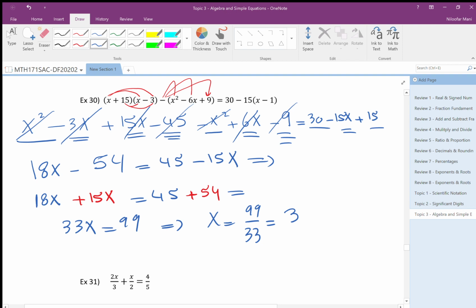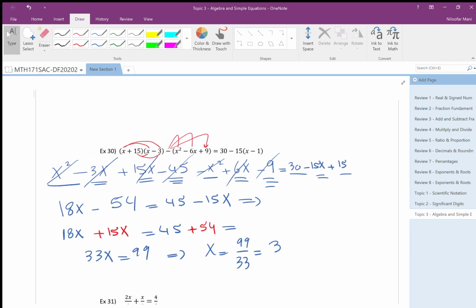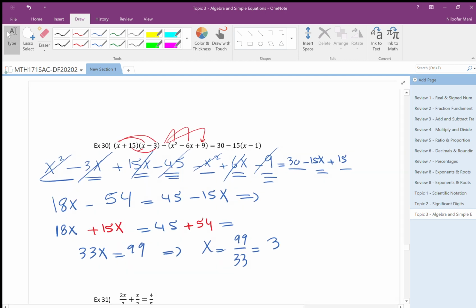How can I make sure I didn't make any mistake? In order to check, I write in green, so check. For the check, I go here. You put 3 inside, you substitute 3 for x in the left side.